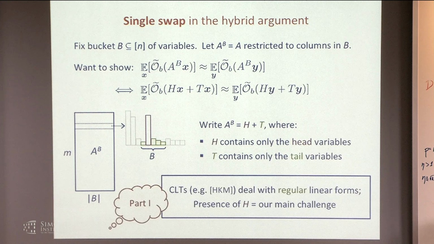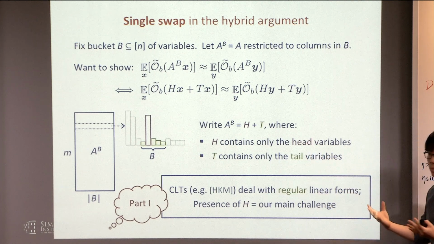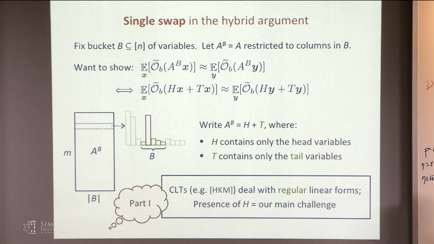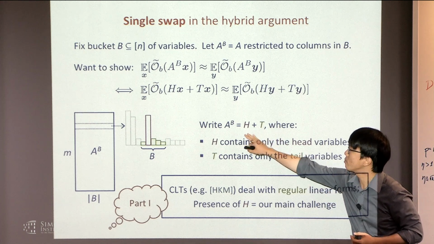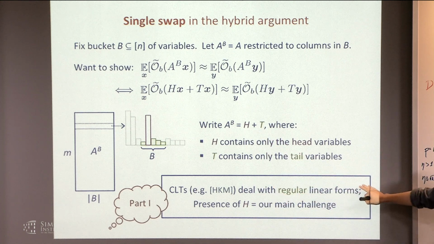Okay, just a quick remark, and here's where we start deviating from central limit theorems and from previous proofs. In a central limit theorem, you always assume that you're given either a regular linear form or a tuple of regular linear forms. So there's no head. Everything is a tail, and so every row is regular. And so here's where our challenge comes in.